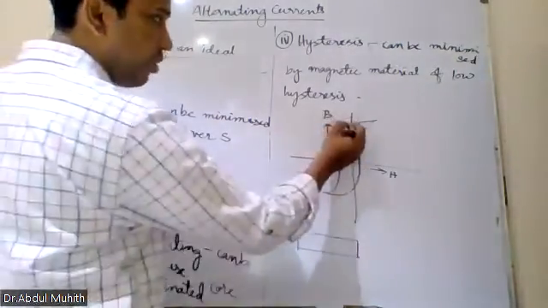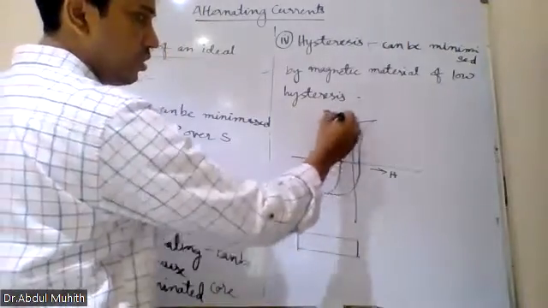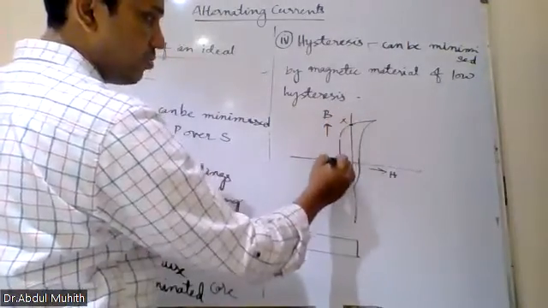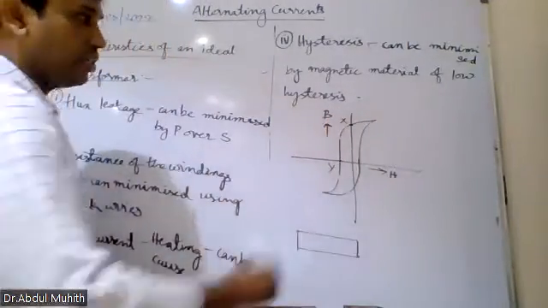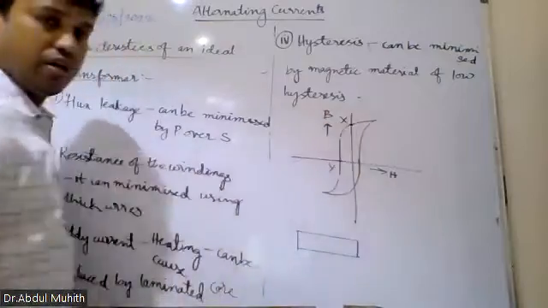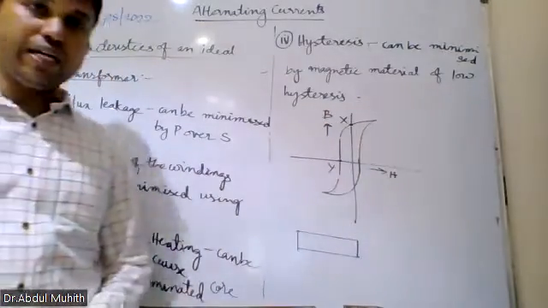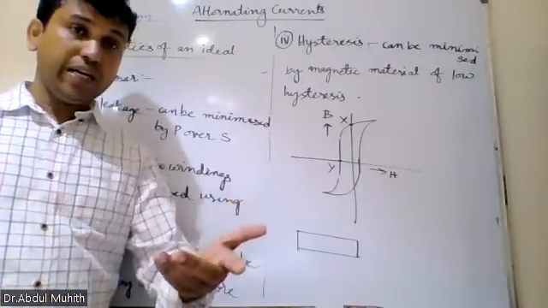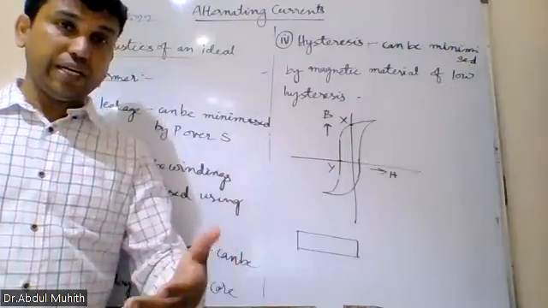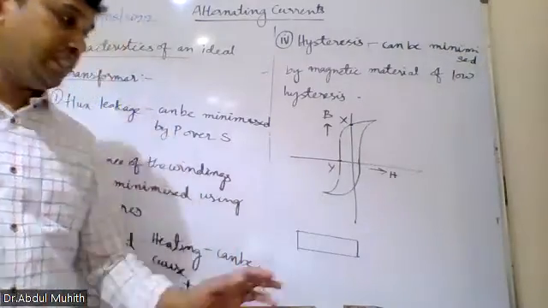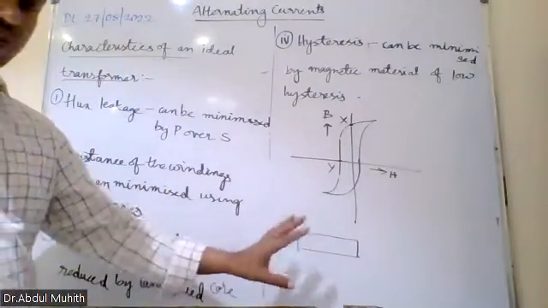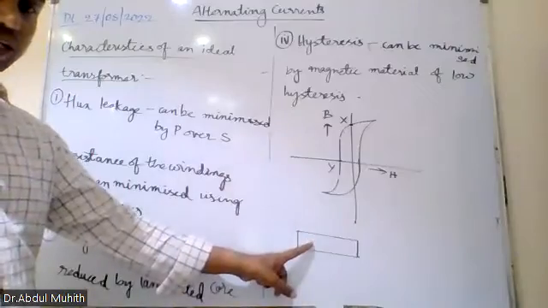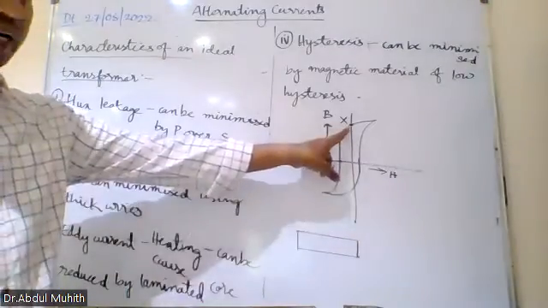This is said to be what? There are 2 points, X and Y. What is coercivity and retentivity? This point is said to be retentivity. Retaining means still it is there. When you suddenly make it zero, the magnetism will not become zero. That is said to be retentivity.